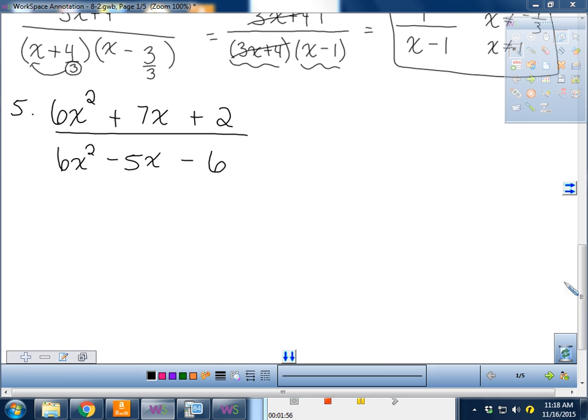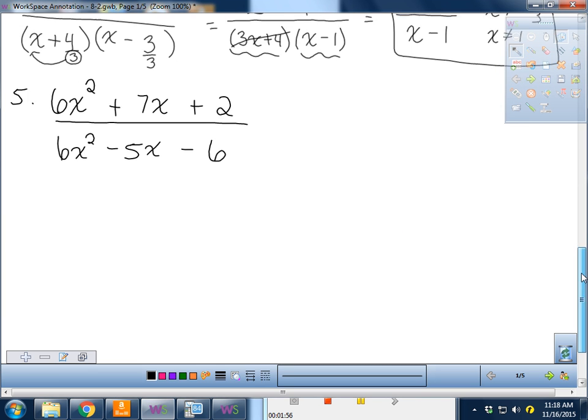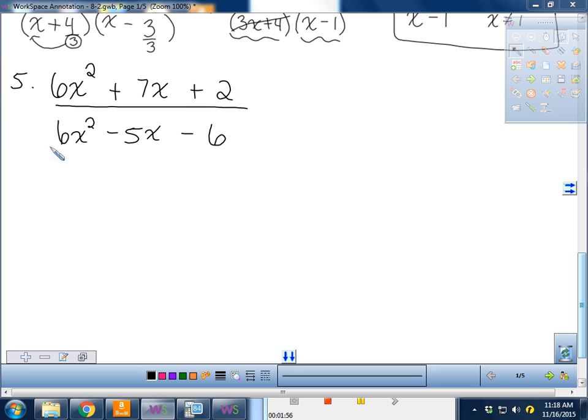So I took a look at number 5 here, and I noticed that I have a trinomial on top, and I also have a trinomial on the bottom. So therefore, I need to try and factor. Since there's a number in front, I'll have to do the illegal move. So that would give me x squared plus 7x, and then I would multiply the 6 and the 2 to make 12. On the bottom, I would have to do the same thing, 6 times the 6. So that would give me x squared minus 5x minus 36.